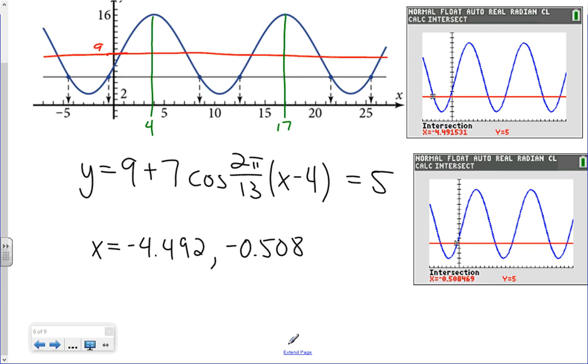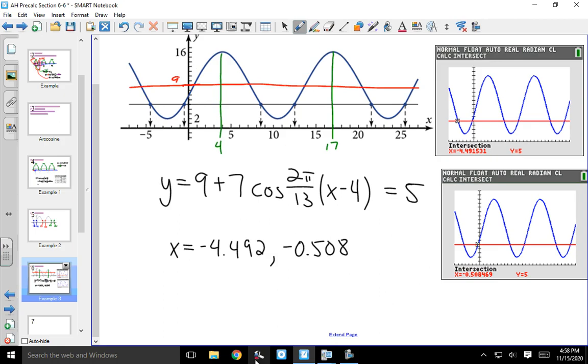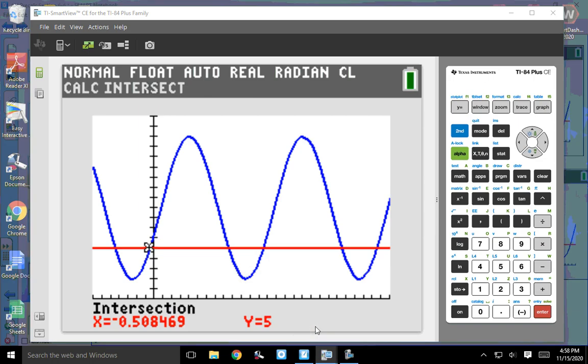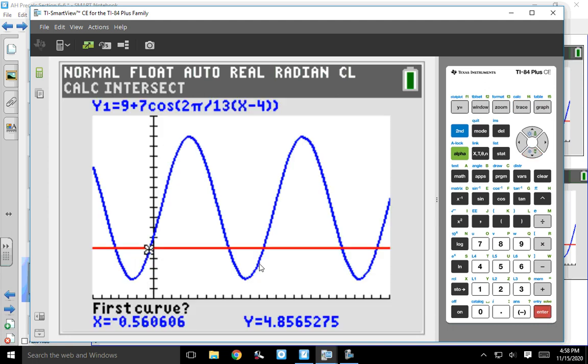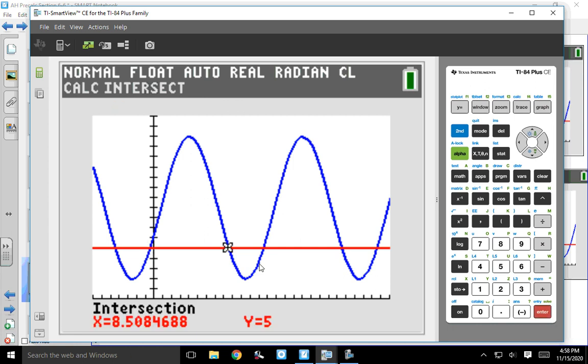Now you could continue finding solutions like this, but it turns out that since we know the period, we could just keep adding the period onto those to find the rest of these solutions. That's another way you could go about solving for the rest of these. I'll go ahead and find the other two solutions, at least on the calculator here. So let's go back to our calculator. Let's go to second calc and we'll do an intersection. Put in your two curves. And the next solution was somewhere around 8.5, I think we said. Yeah, 8.508.